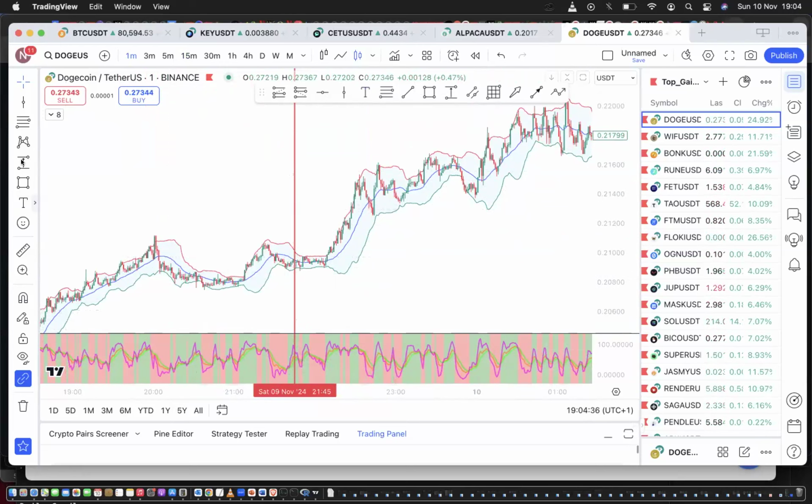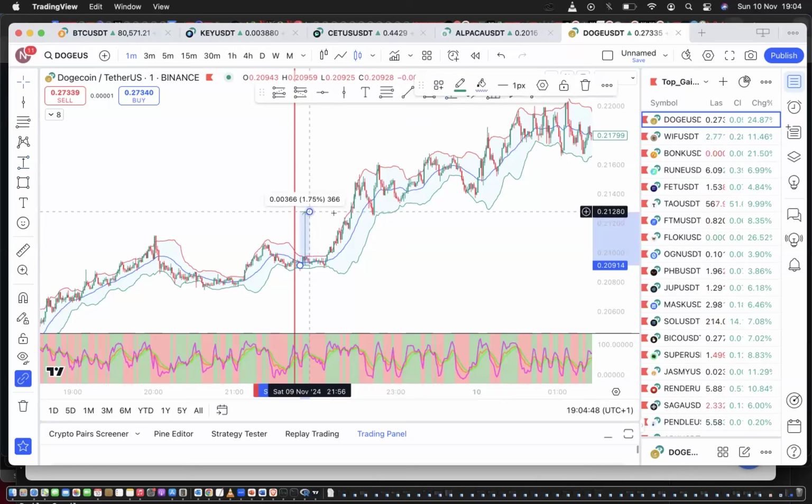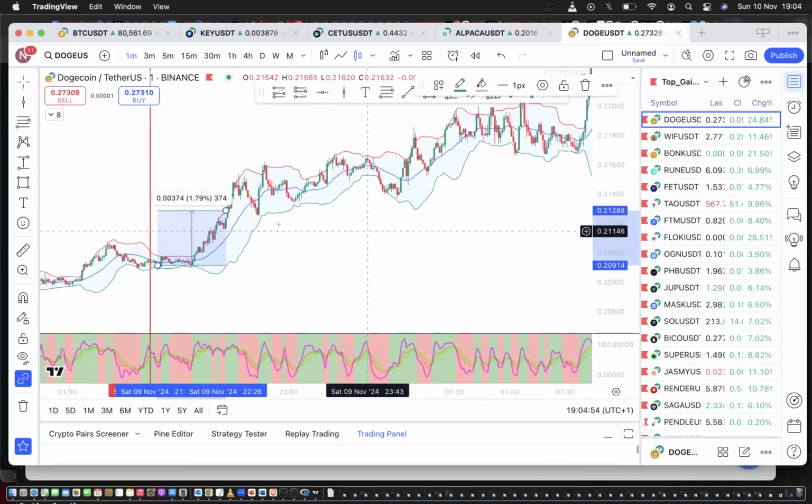So on the 1 minute, look at how many times you had opportunity to take 1%. All right, so let's just say that 1%, or even 1.5%. Remember, it's 1 to 1.5%. It's happened here. So you'd have exited here, and then you wait for the next KDJ turn.